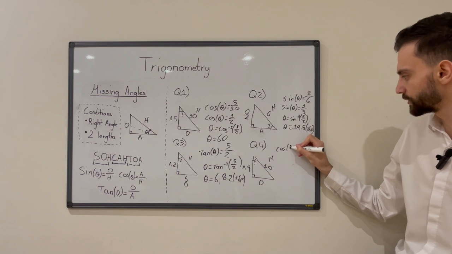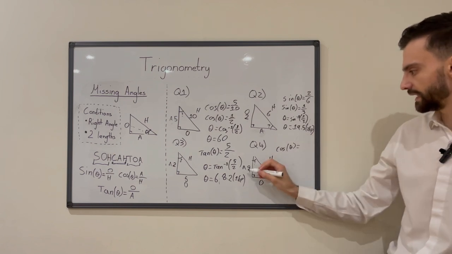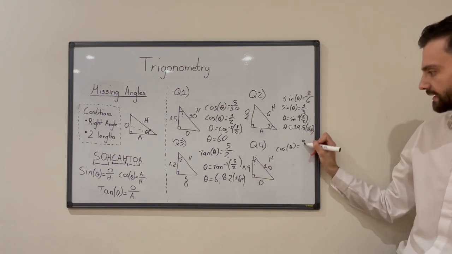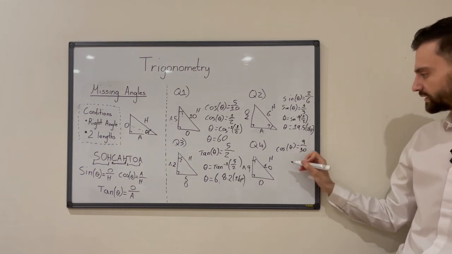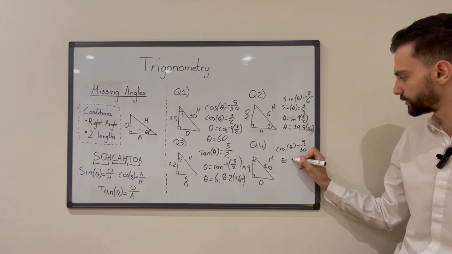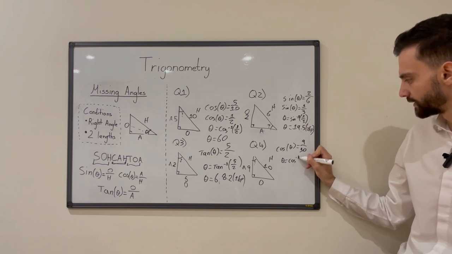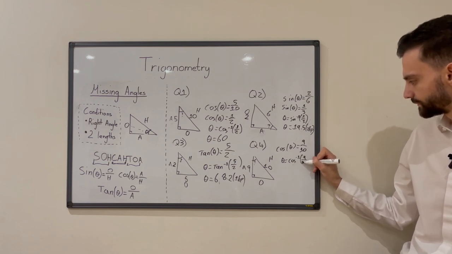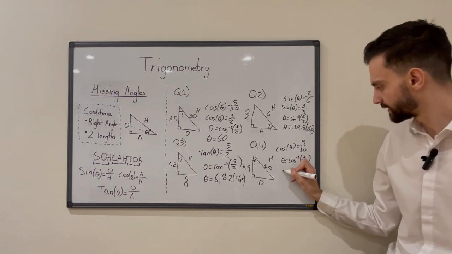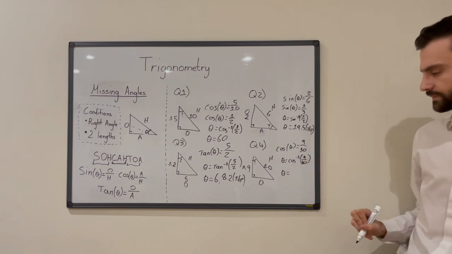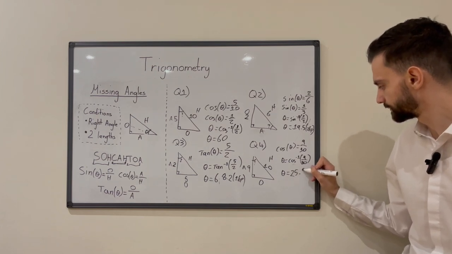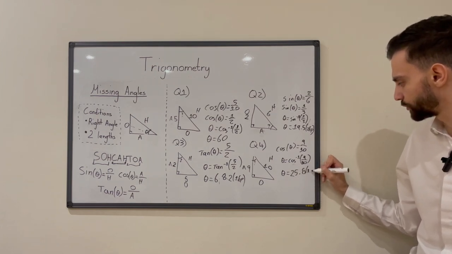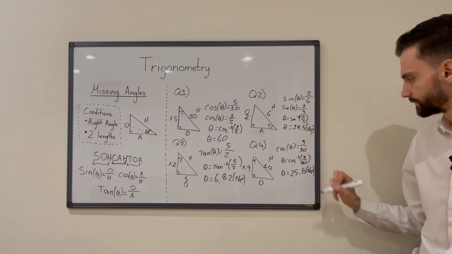Cos of our angle is equal to A over H, so it's 9 over 10. Take the cos to the other side, we have angle is equal to inverse cos of 9 over 10. Put that into the calculator, we're going to get 25.8. Again, rounded to 1 decimal point.